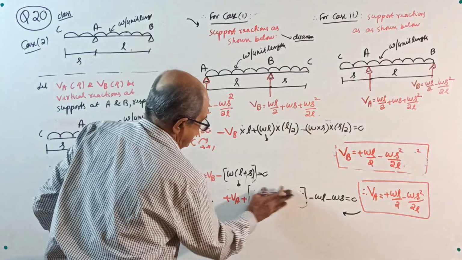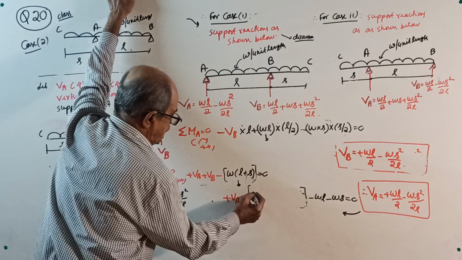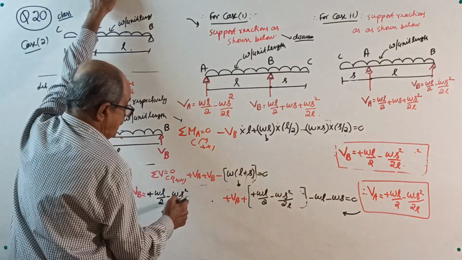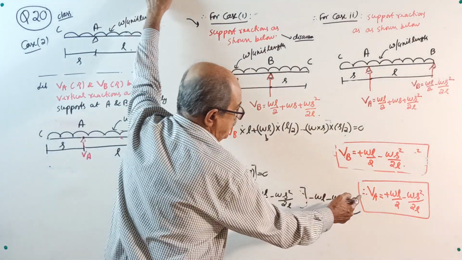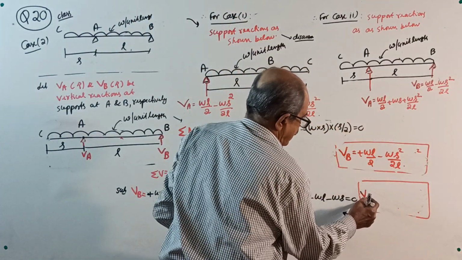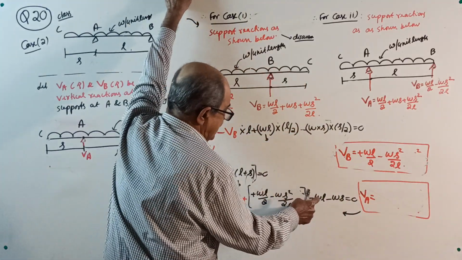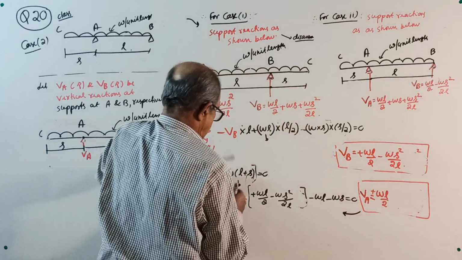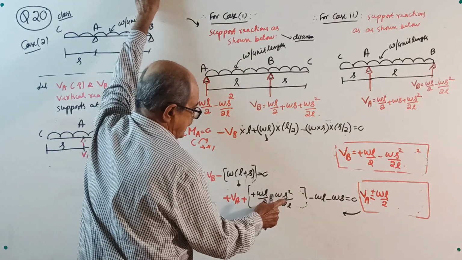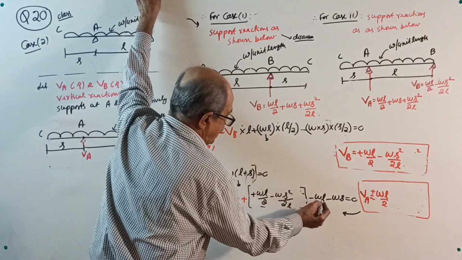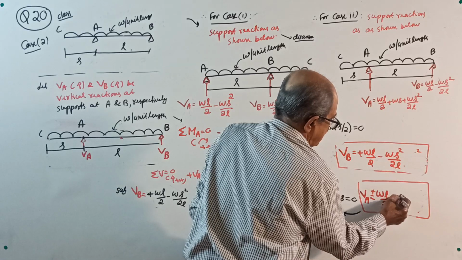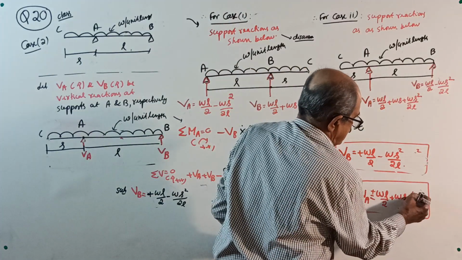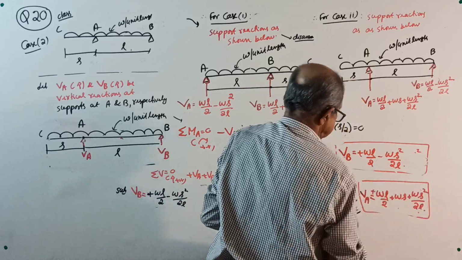You get VA plus VB, plus WL by 2 minus WS square by 2L, and then minus WL minus WS equal to 0. Your VA will come. WL by 2 minus WL is minus WL by 2, plus WL by 2. This term is over. Minus WS becomes plus WS. Then this minus will become plus that side: plus WS square by 2L.